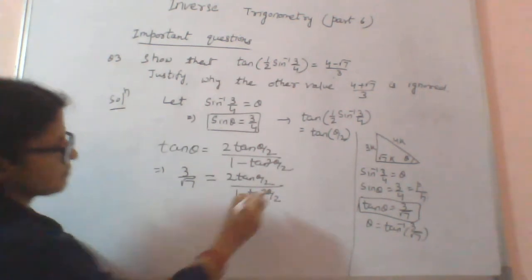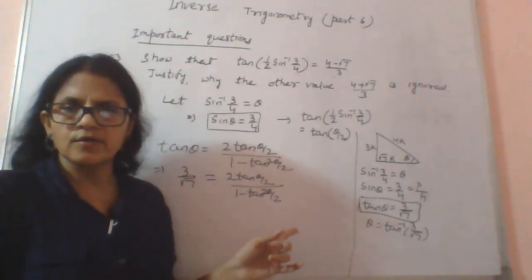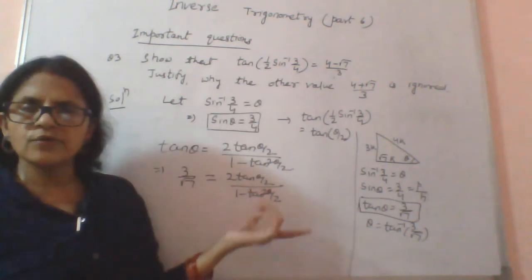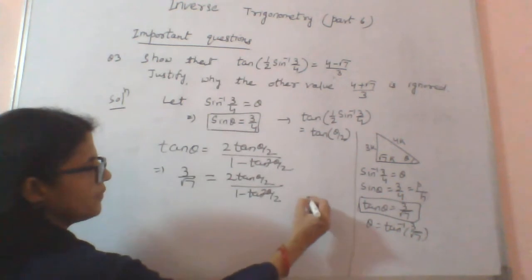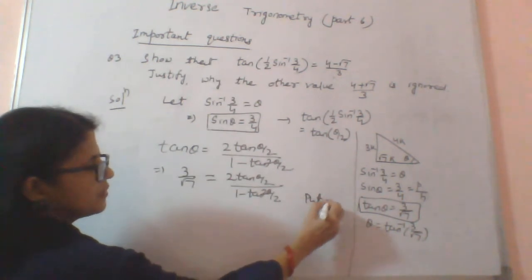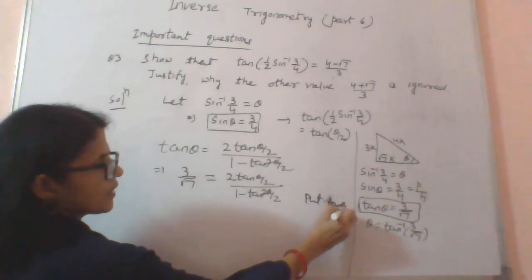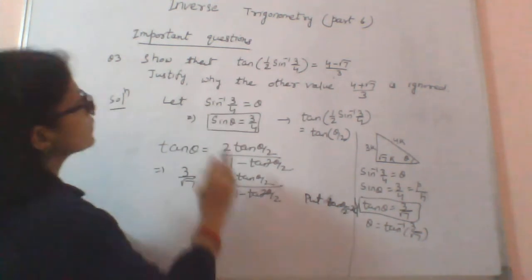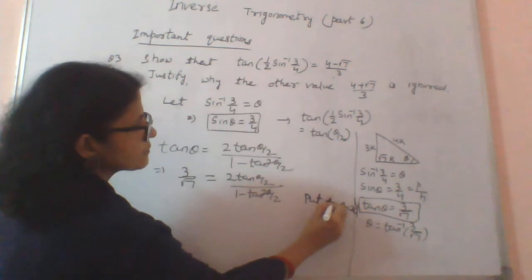So if we simplify this now, cross multiply, we will be getting a quadratic equation. So rather than writing tan square theta by 2 or tan theta by 2 repeatedly, what I am going to do here is put tan theta by 2 equal to x. Okay, we don't have x, right? So let me take tan theta by 2 as x.